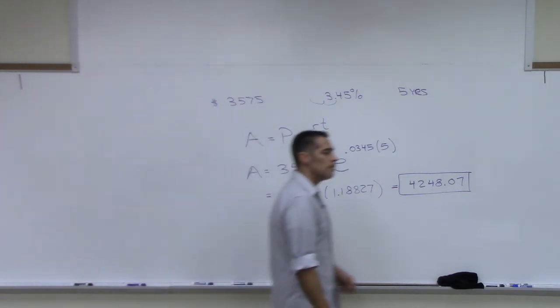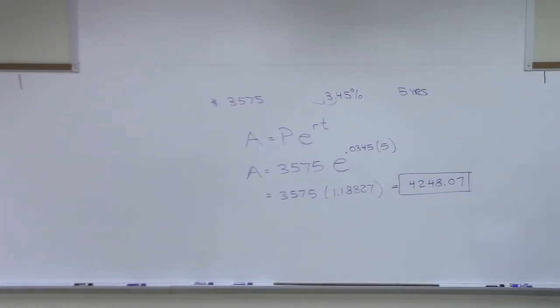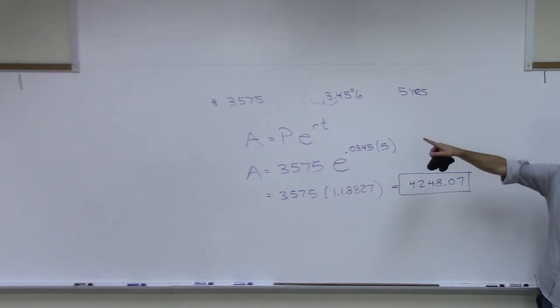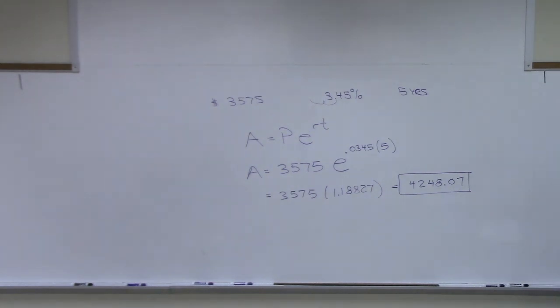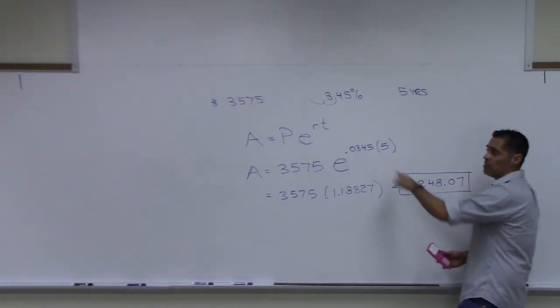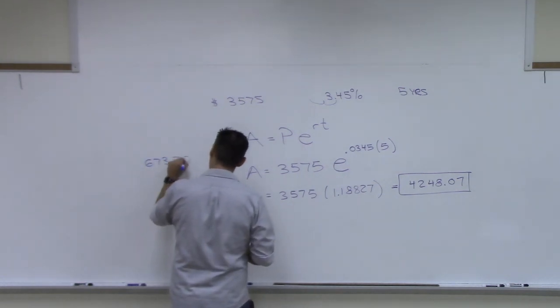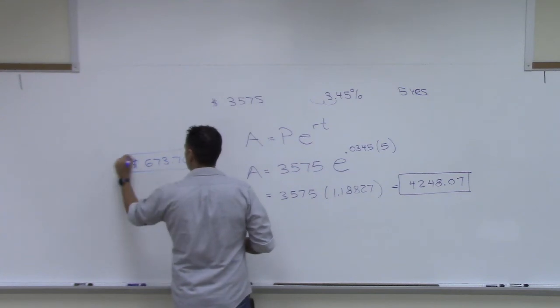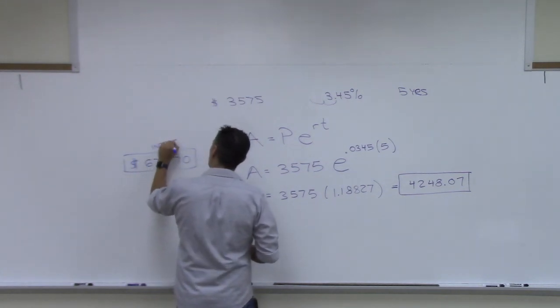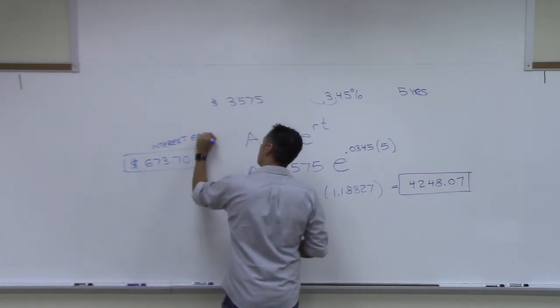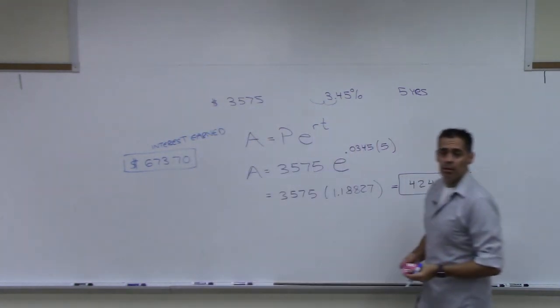This is how much interest did you earn? Did I ask you how much interest did you earn? Okay, yeah. All you're going to do is take this number and subtract that number, and that will tell you how much you earned off your money. I forgot about that part of the problem. Take 42.07, subtract the 35.75. Take this number, subtract that number, and you get $6.70. That's the interest earned. So that's how much the bank paid you to borrow your money.